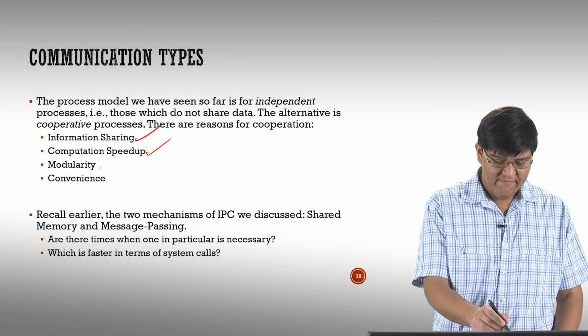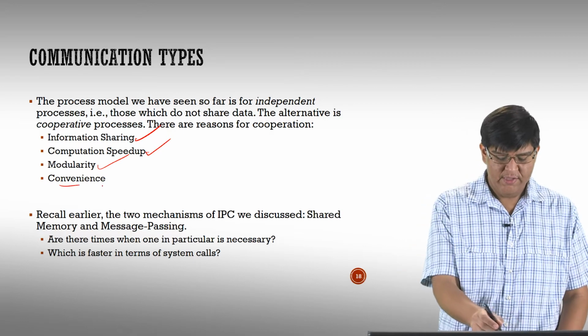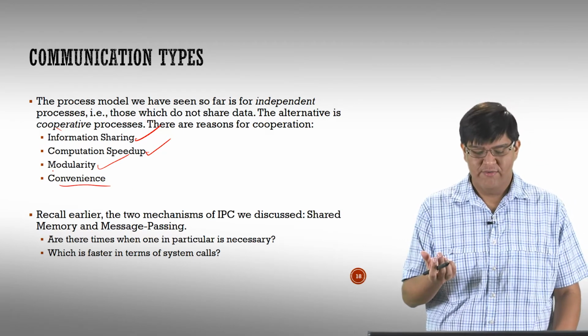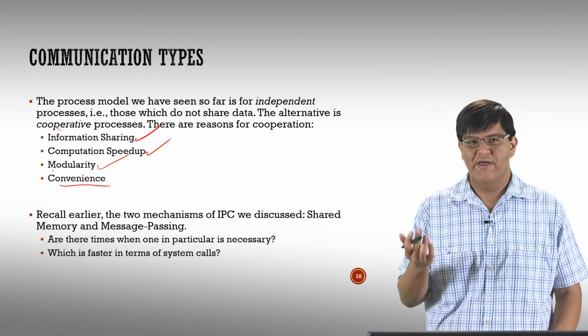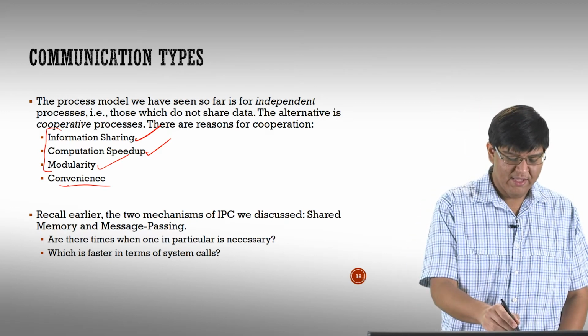The last thing here is convenience, and this is the one I don't really like. To me, convenience is somehow tied in with the rest of them. Information sharing is convenient: it's convenient that my two programs work together. It's convenient that my programs run faster. It's convenient that only part of my program will fail at a time. Those to me are all convenience together. So that's my opinion.